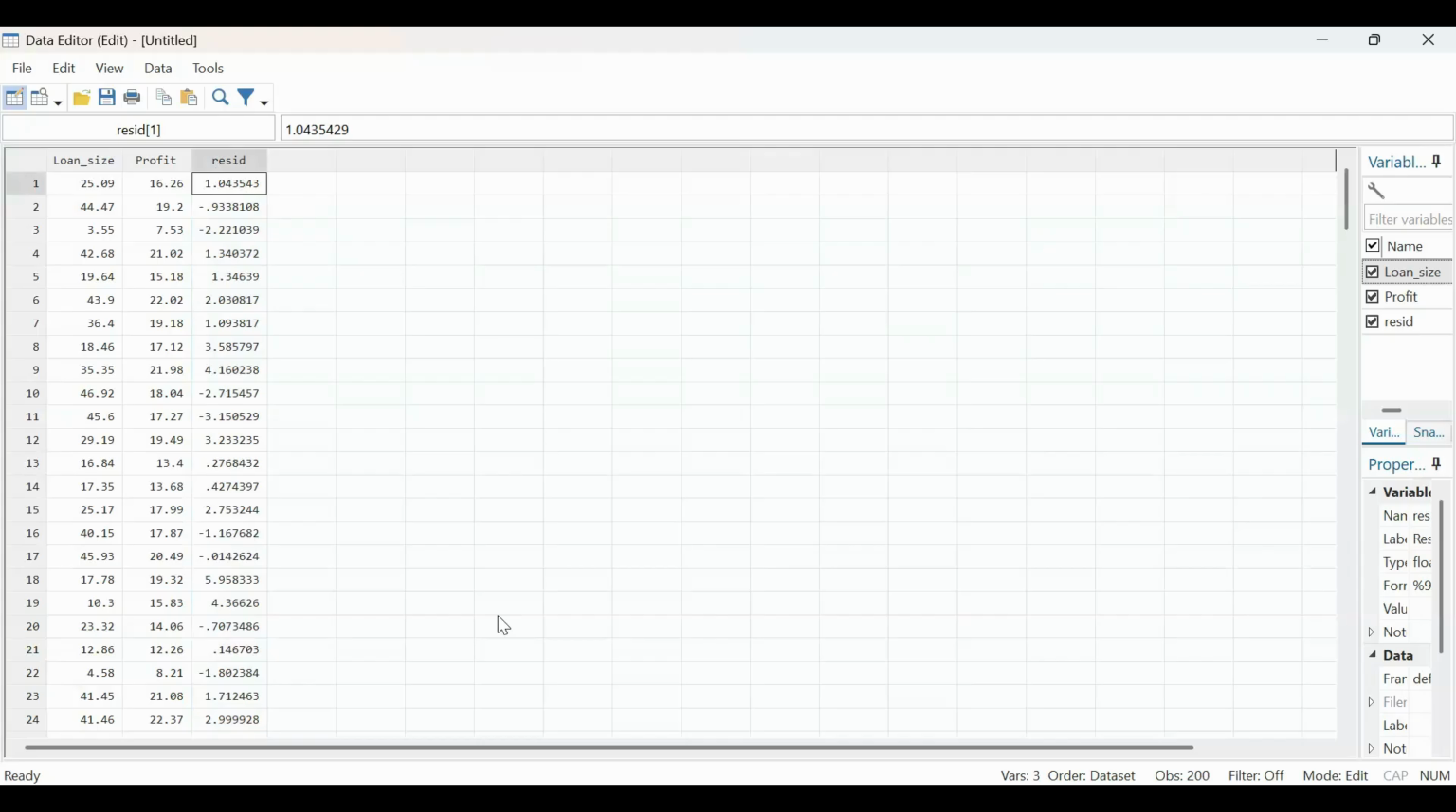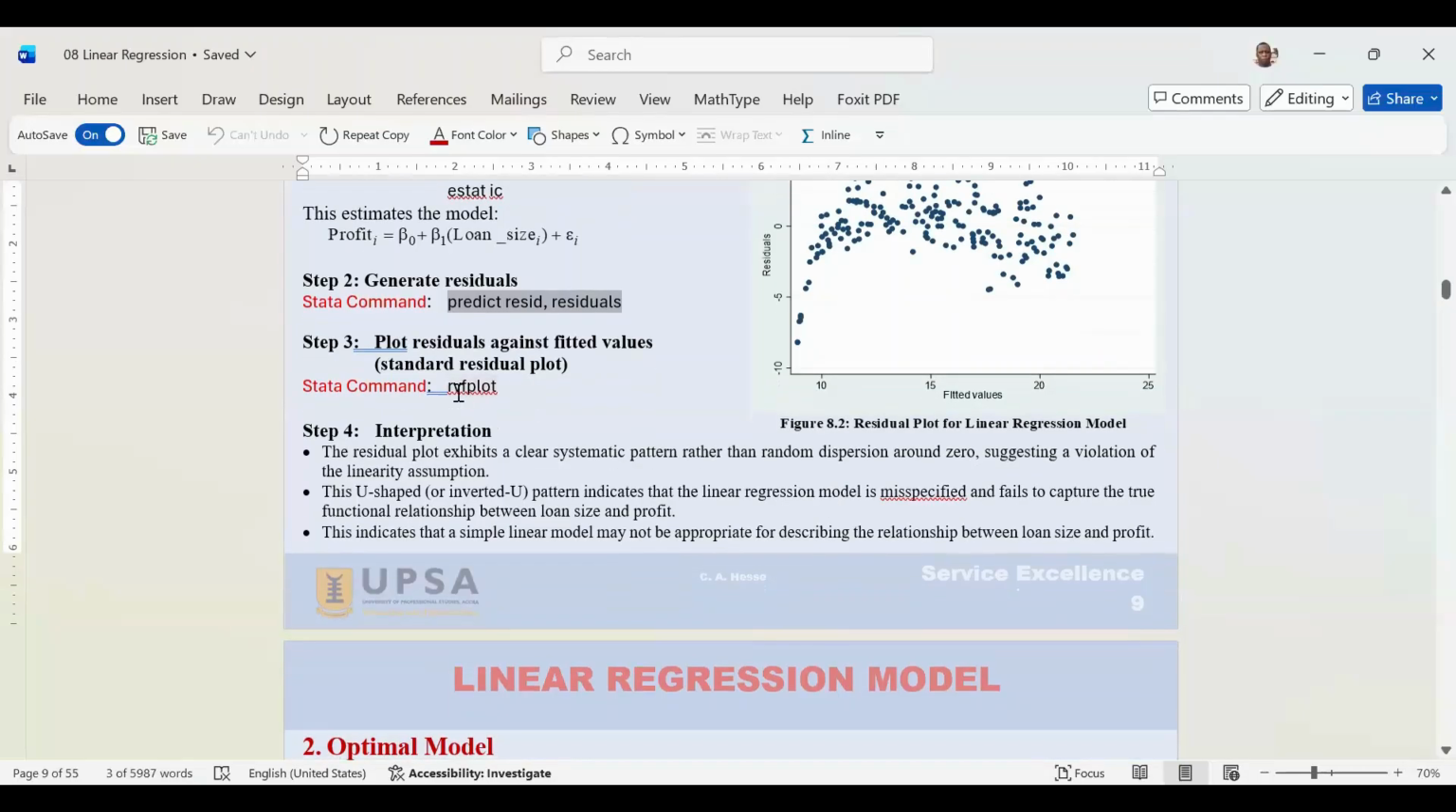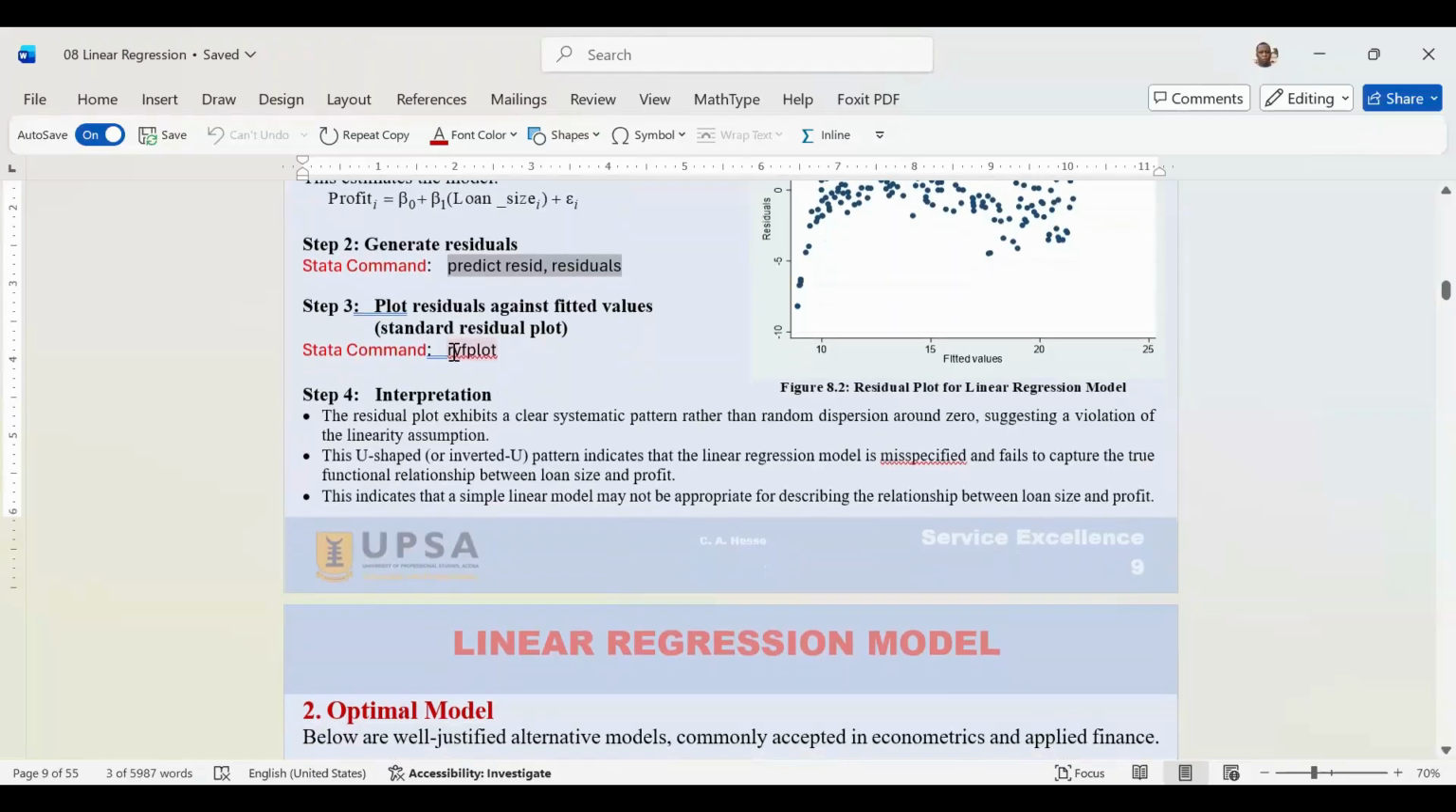So the next thing you do is to do a plot of the residual. You do a plot of the residual, and that's a command. So copy this and paste for the plot.